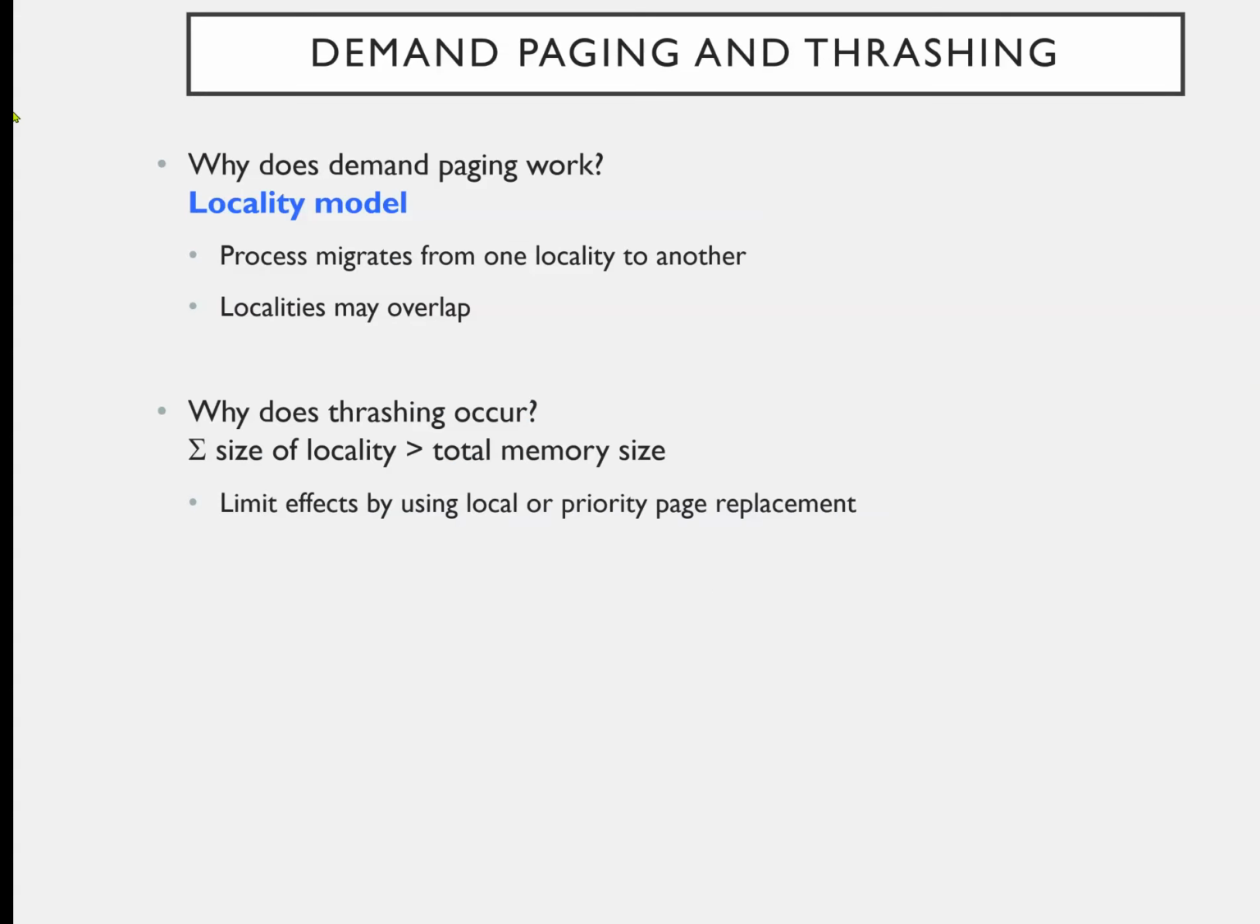Demand paging and thrashing. Why does demand paging work? Using the locality model, processes migrate from one locality to another, and localities may overlap. Locality means locality of reference.